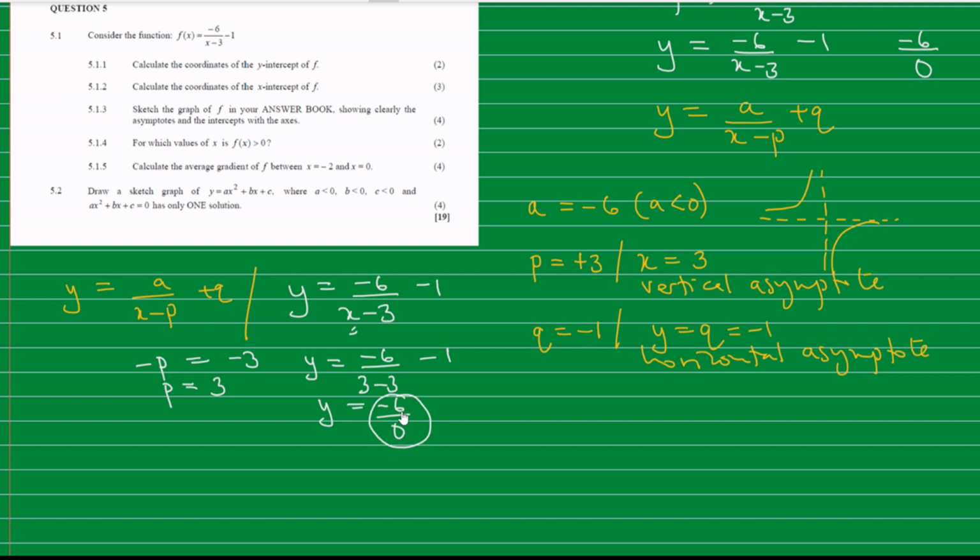In other words, when x is 3 over here, we don't have a value for y. That's why x is equal to 3 is our asymptote. That's why we are getting a 3 there. So when we are given a value here, x minus 3, you are looking at the value of x that you need to put in there to give you a denominator of 0. That x is the vertical asymptote.